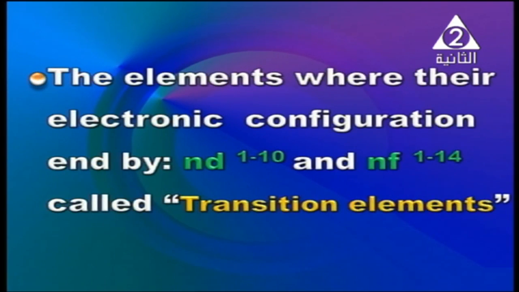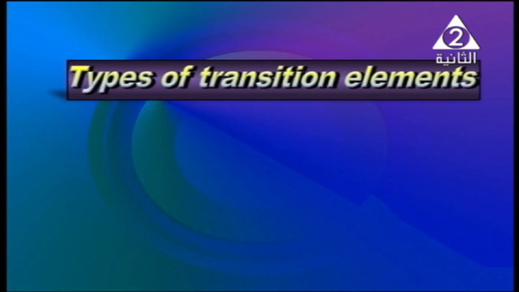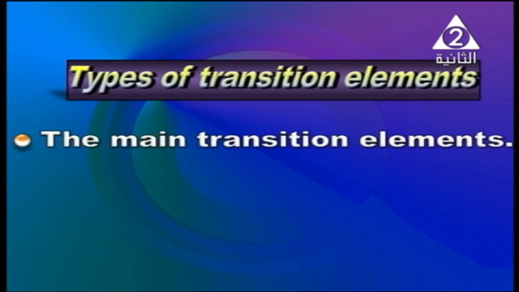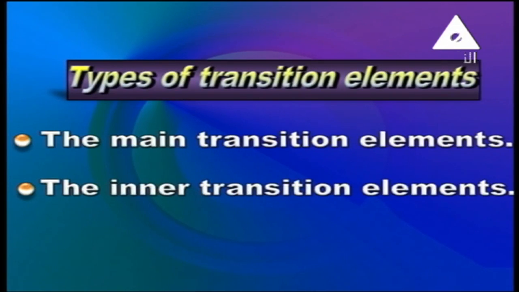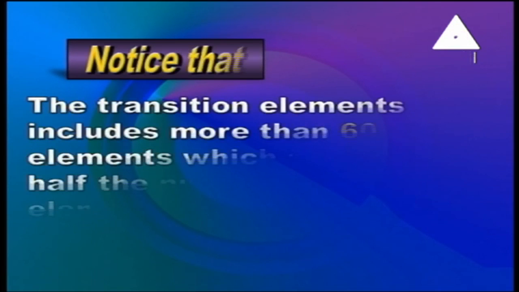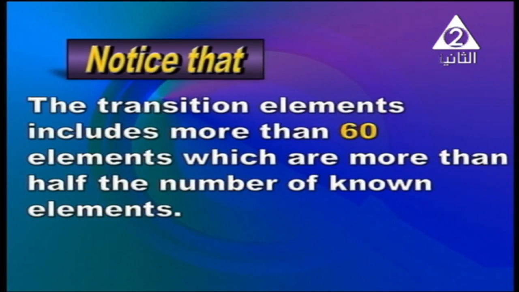And my dear students, the elements whose electronic configuration ends by filling the d sublevel from 1 till 10 electrons and the f sublevel from 1 till 14 electrons are called transition elements. So, my dear students, we have two types of transition elements: the main transition elements and the inner transition elements. Notice that the transition elements include more than 60 elements, which is more than half the number of the known elements of the periodic table.